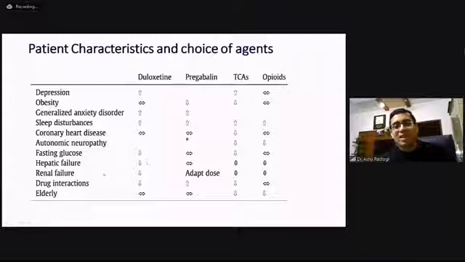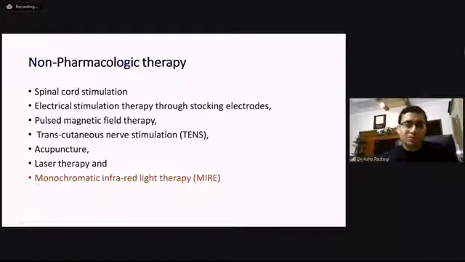If a patient is having renal failure, then you can choose TCA, but duloxetine preferably should be avoided. And if a patient is elderly, ideally you should not use TCAs because they can lead to severe symptoms. Mainly, they are symptoms of bladder disturbances and severe cholinergic symptoms that are seen with TCAs. So you can choose either duloxetine or pregabalin for this patient. This is a simple guide to choose what drug you should use.